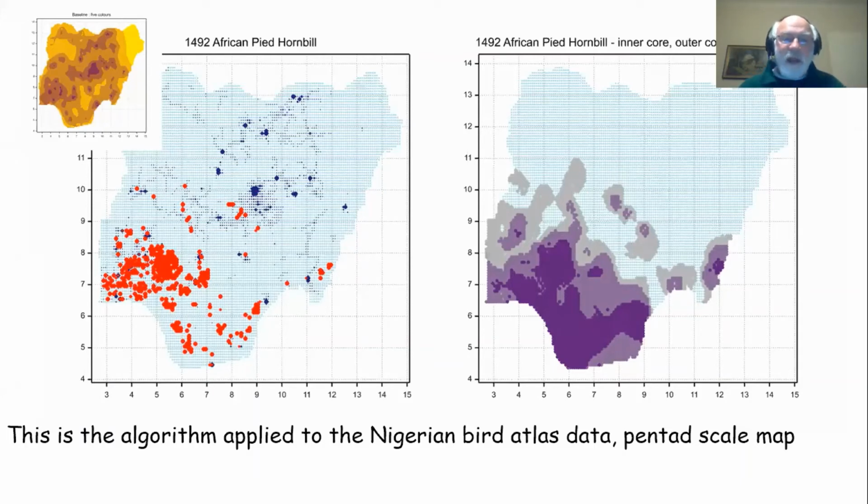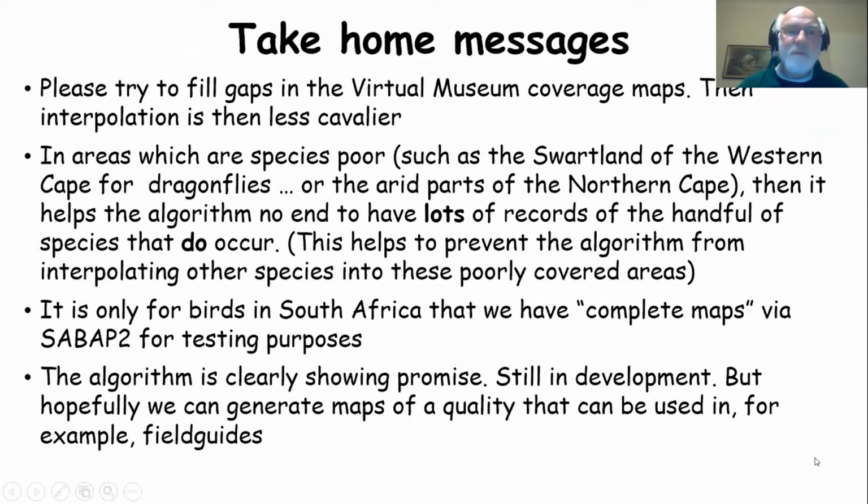So what is encouraging about this approach, I think, and I'm amazed to hear myself saying this, is that we don't have to get complete coverage to get good distribution maps. We can fill in some of the gaps by a smoothing algorithm.